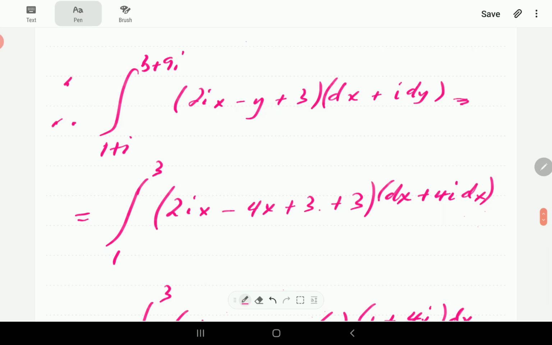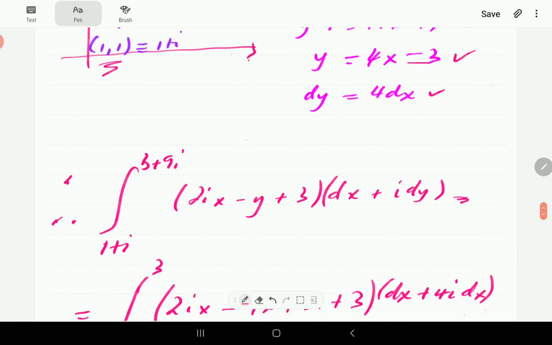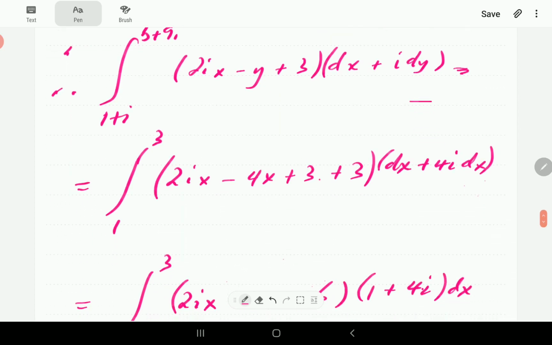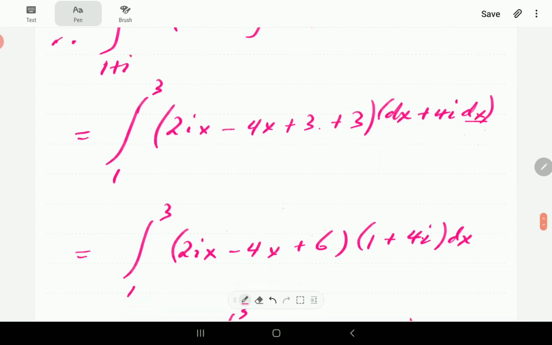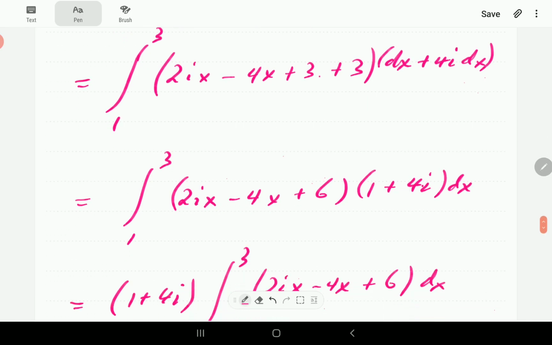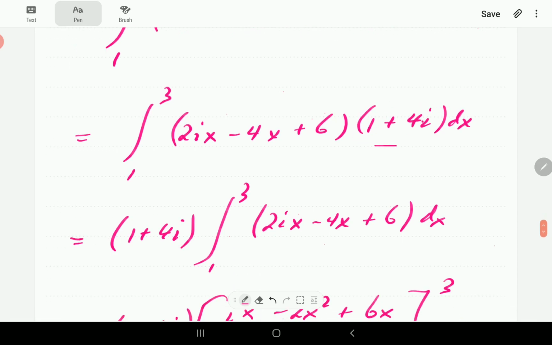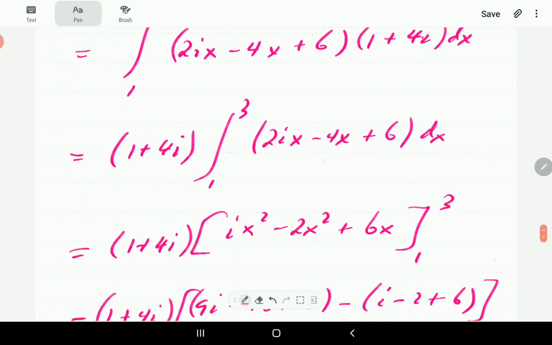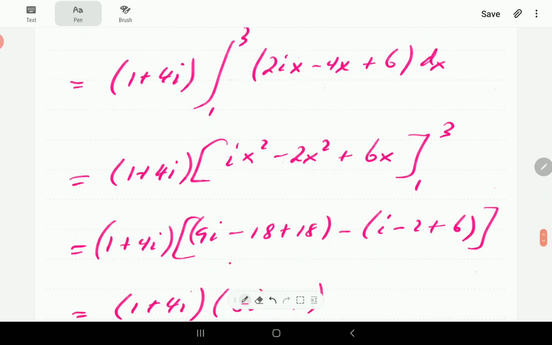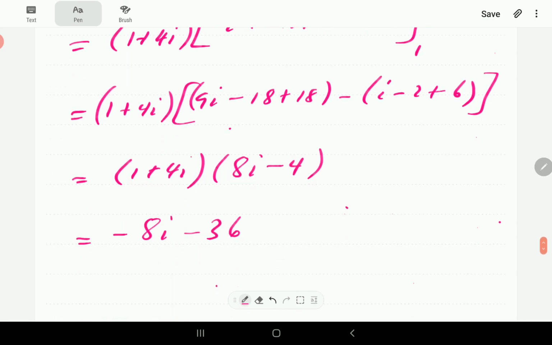So if we write this entirely in terms of x, here we're going to have minus 4x and then plus 3, because this 3 is minus here, and then dy is 4 dx. So if you factorize dx here, we're going to have 1 plus 4i. This simplifies to 2ix minus 4x plus 6. So this is a constant. We take it out, and then we integrate this and plug in the limits, and this thing works out to minus 8i minus 36. Okay, thank you.